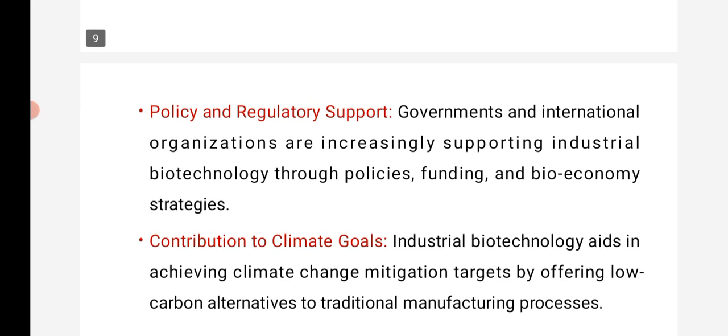And finally, policy and regulatory support. Once you create jobs or anything, policy and regulatory support is very important, because without the support we will not run anyway. Governments and international organizations are increasingly supporting industrial biotechnology through policies, funding, and bioeconomic strategies. So policy and regulatory support is also important.